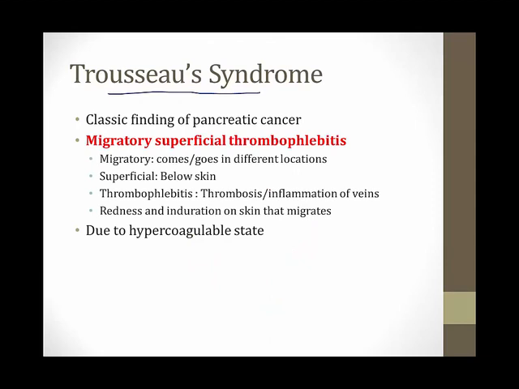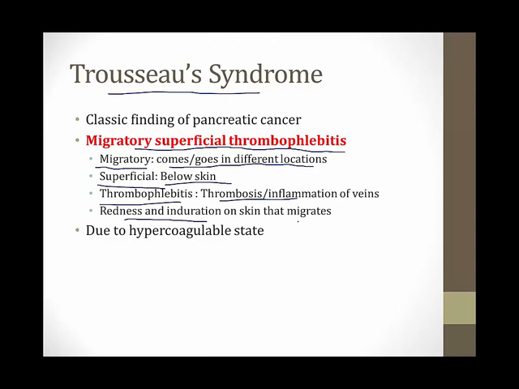Trousseau's syndrome is a classic syndrome that occurs in pancreatic cancer. Trousseau's syndrome is also called migratory superficial thrombophlebitis. And if you know what each of these words mean, it's easy to understand the syndrome. So it's called migratory because it comes and goes in different locations on the body. It's called superficial because it occurs just below the skin. And it's called thrombophlebitis because it involves thrombosis and inflammation of veins. Essentially, this presents as redness and induration on the skin that migrates.